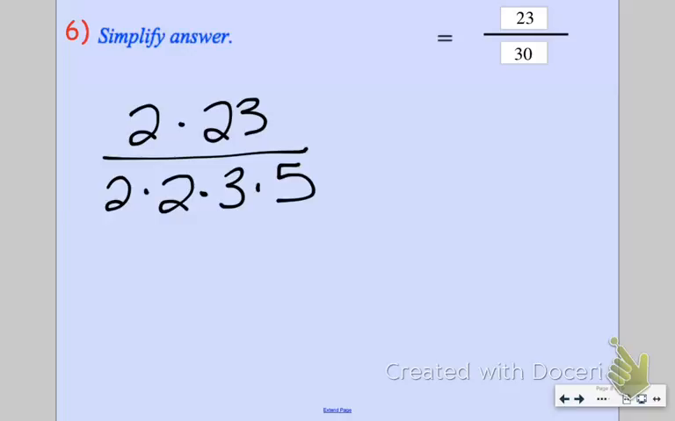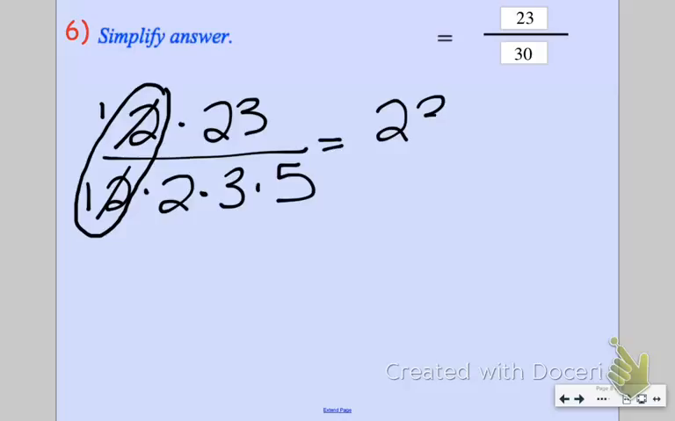My last step is that I need to simplify my answer. So what do we mean by this? You might have heard this in classes past called canceling. We're not really canceling. What we're trying to do is find 2 of the same numbers that can be divided to get 1. So in other words, 2 divided by 2 I know gives me 1. Well, that's really nice because 1 times 23 is still going to be 23, and this 1 down here doesn't affect my denominator as well.